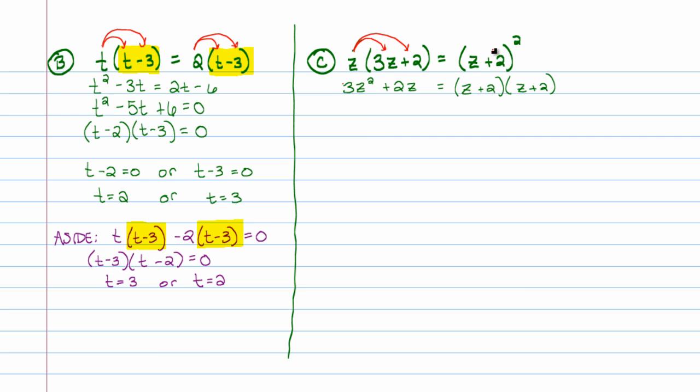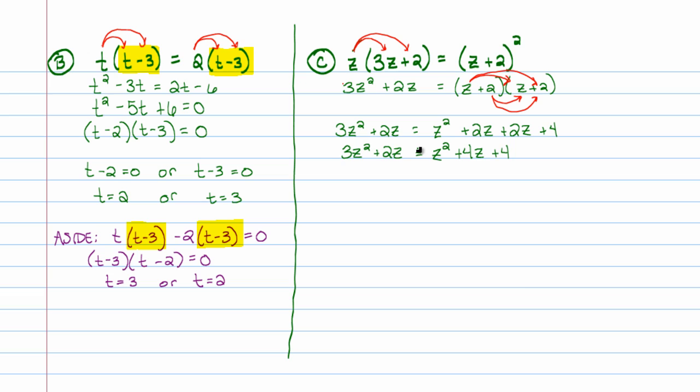So a square, when you square something, it means take that object and multiply it by itself. So I'll distribute this z to each of those two terms, and I'll distribute the 2 to each of those two terms as well. So I get the following: 3z squared plus 2z is equal to z times z is a z squared, z times 2 is a positive 2z, 2 times z is another 2z, and finally 2 times 2 is a positive 4. Combine like terms, so I have a 3z squared plus 2z, which are not like terms, is equal to z squared plus 4z plus 4.